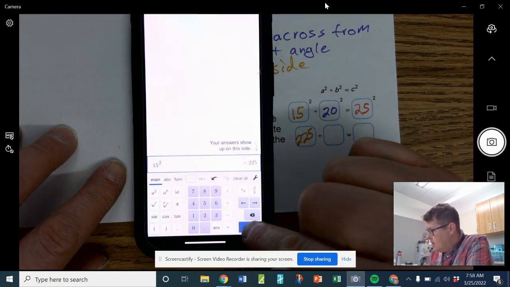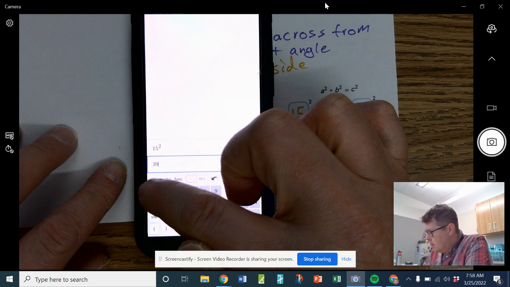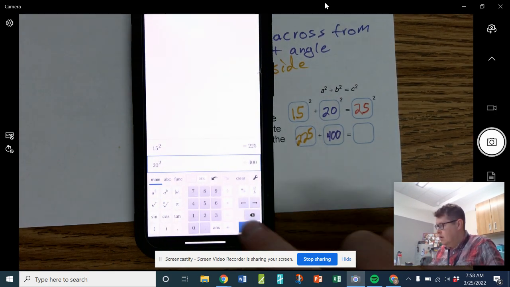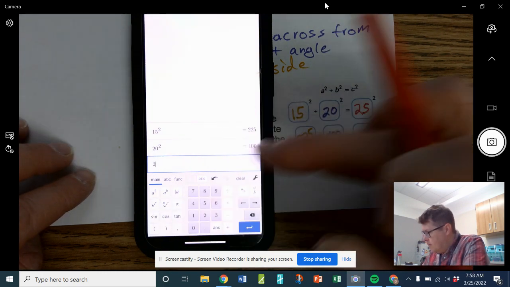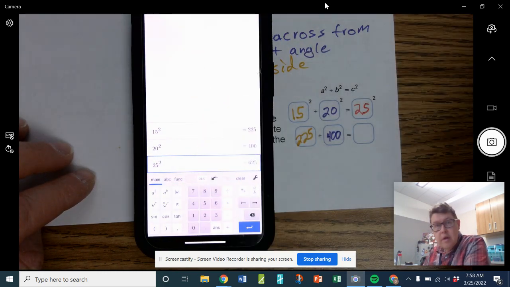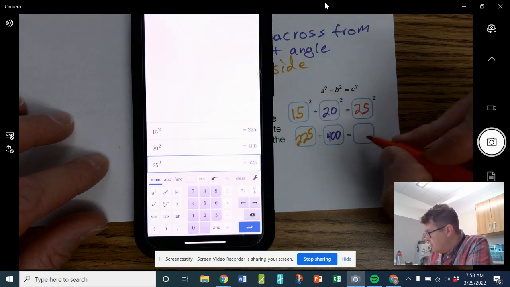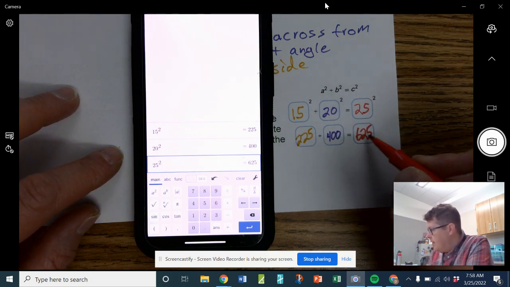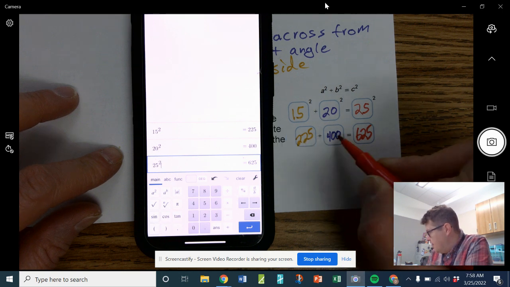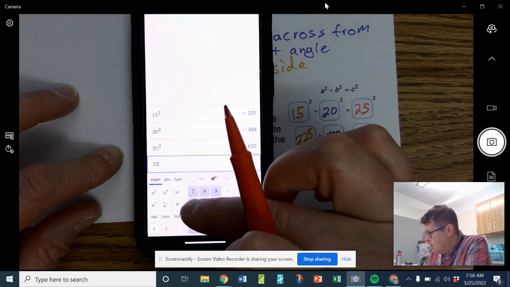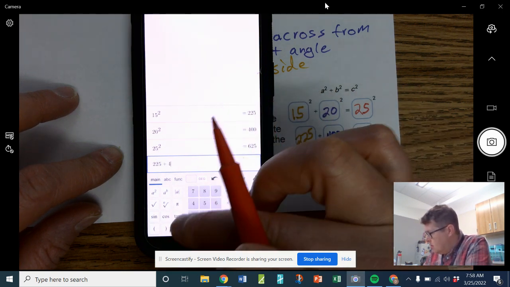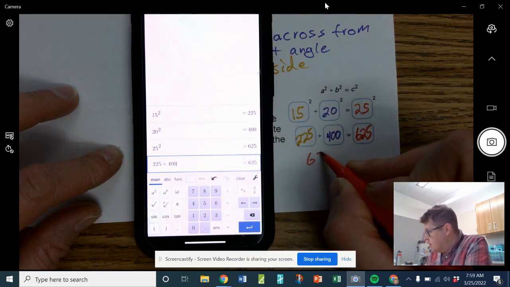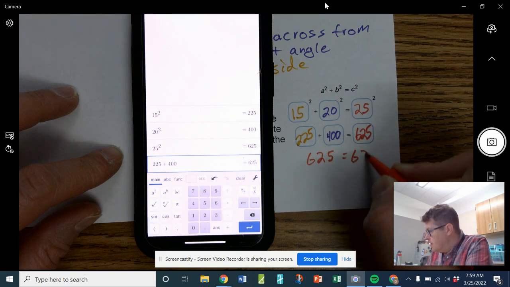Okay, and then we'll take 20 squared, and we get 400. And then we'll take 25 squared, and we end up getting 625. Okay, now if these two add up to that, which they do, 225 plus 400, let's double check that. That does give us 625. Okay, so 625 equals 625.